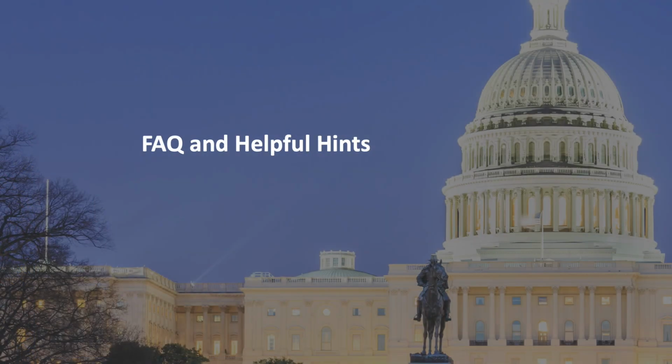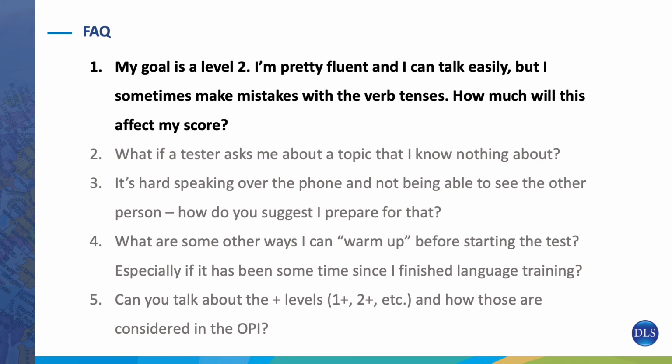Now let's look at some frequently asked questions and a few final helpful hints. So the first question, the student whose goal is a level 2, that's a great question. So to reach a proficiency level, you must be able to fulfill all of the functions for that level. And one of the functions for level 2 is narration in the past. So you need to show that you can do this.